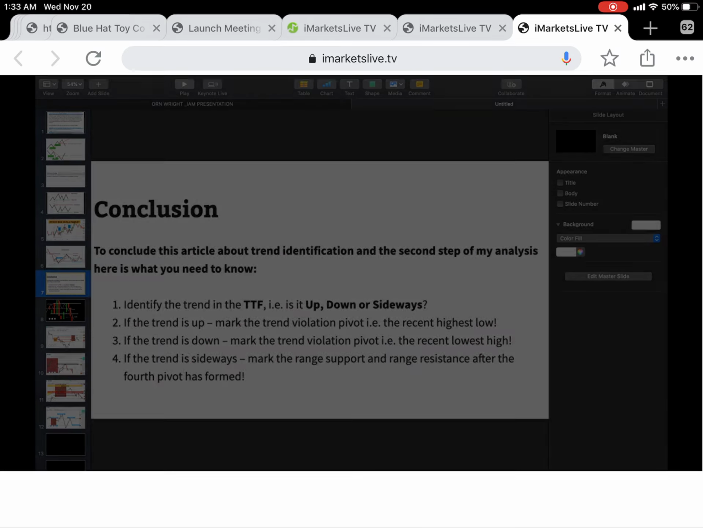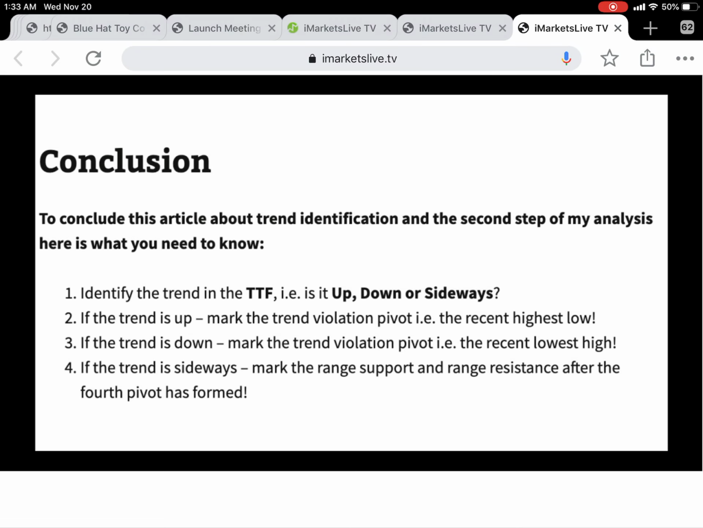That's right. And to conclude this article about trend identification and the second step of my analysis, here's what you need to know. Identify the trend, and the TTF is the time frame. I use the 1 hour time frame. The trend time frame. Now, is it up, down, or sideways? TTF, trend time frame. If the trend is up, all I want you to do is mark the trend violation point.